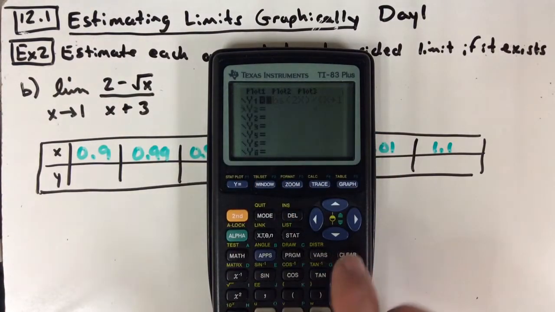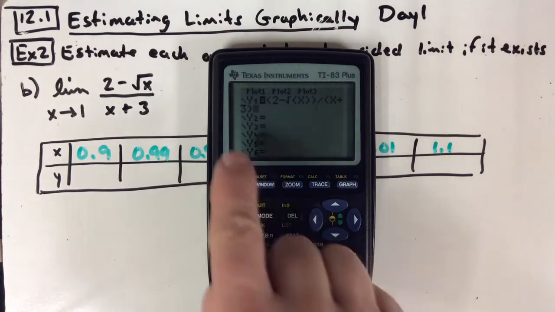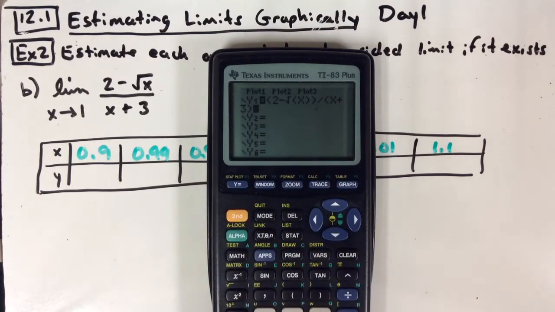Going into y equals, typing in our equation. In parentheses on the top, I have 2 minus the square root of x. On the bottom, we have an x plus 3. Again, on this older operating system, that fraction is written out horizontally, so I'm going to use parentheses around the top and the bottom.